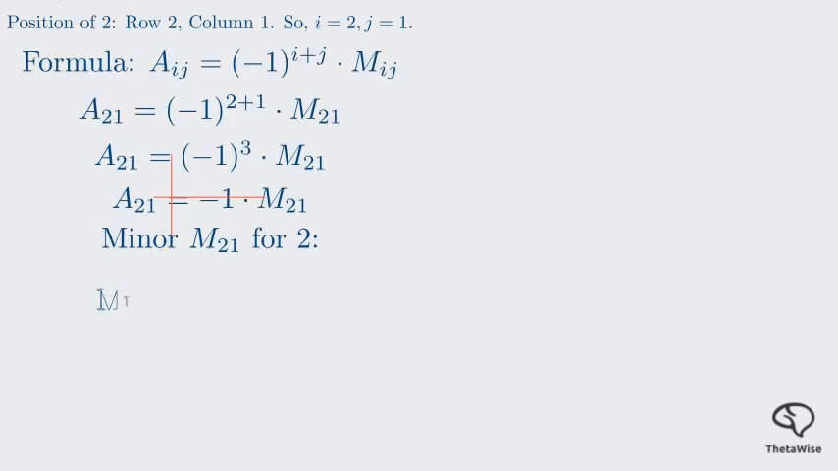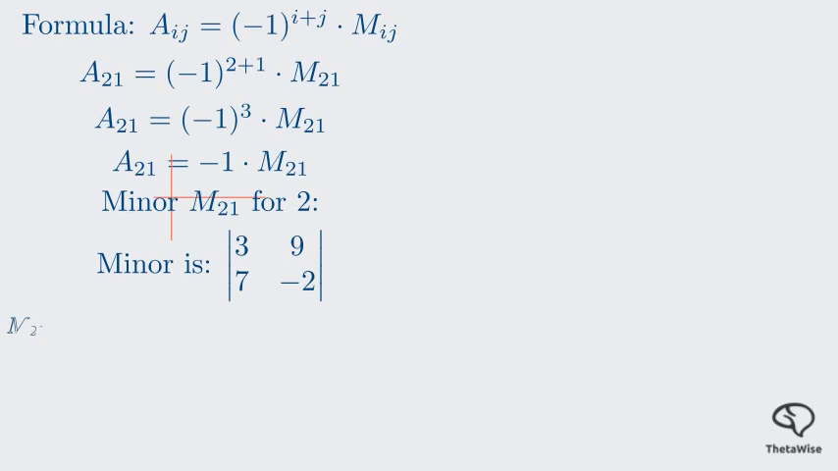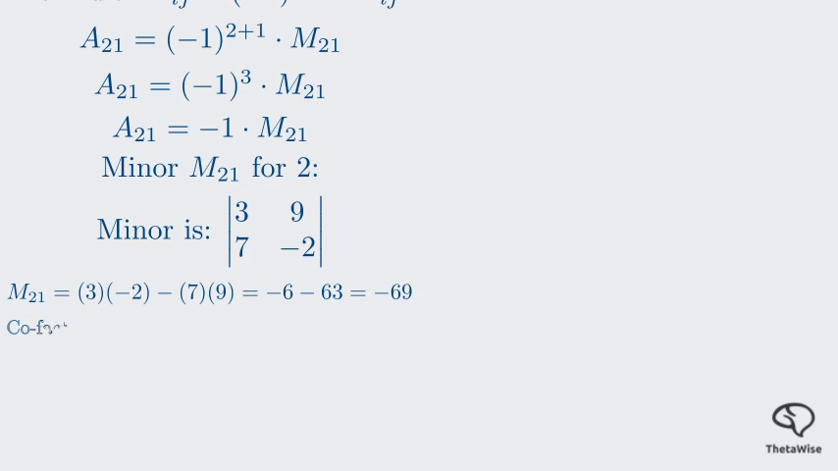The minor is the determinant of the 2 by 2 matrix composed of 3, 9, 7, and 2. The value of this minor is 3 times -2 minus 7 times 9, which gives us -6 minus 63, resulting in -69. Now we combine the sign we found earlier with the minor. The cofactor A sub 2, 1 is -1 times -69, which equals +69. The solution in the document also gets 69, so our calculation is correct. We have successfully found the cofactor of 2.